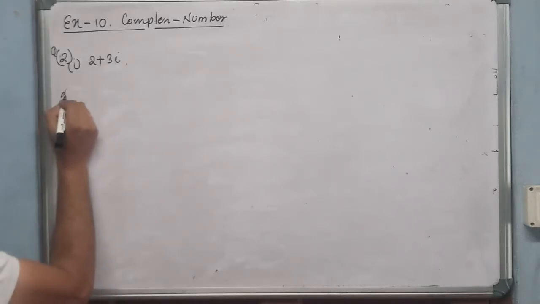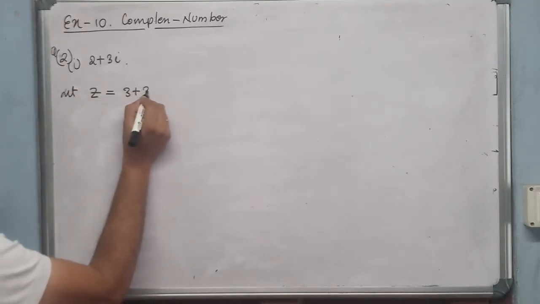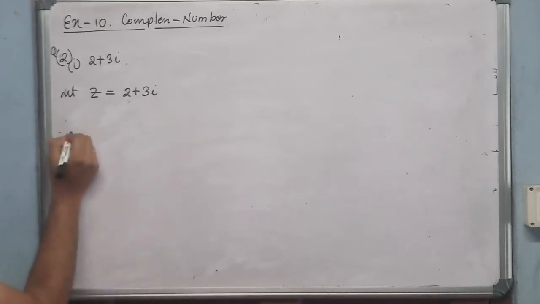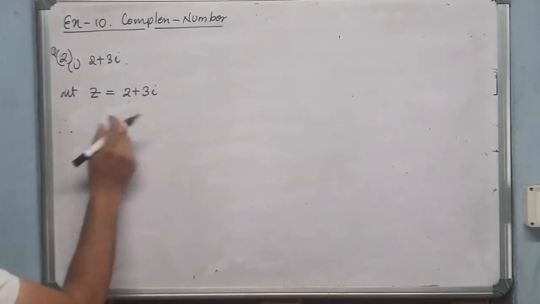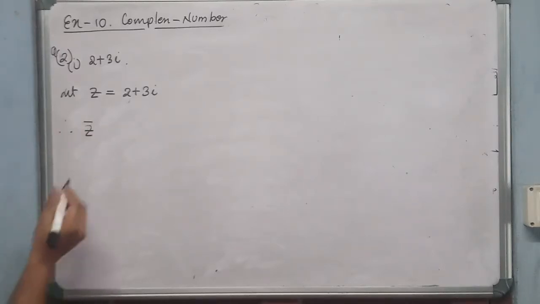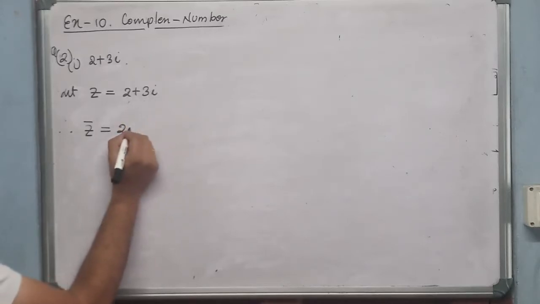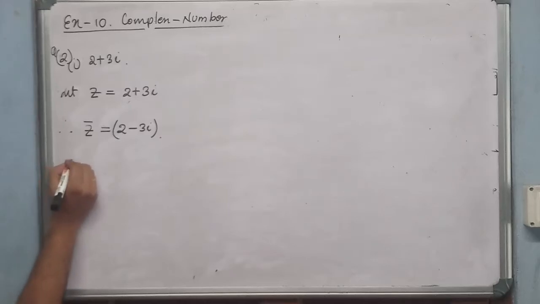Then I'll represent this complex number. Let z equal 2 plus 3i. Therefore, for its conjugate, you don't have to write in words, you just write z bar, which means you are trying to calculate the conjugate. 2, and the sign of the imaginary part is plus. Now I'll write 3i with the changed sign. This one is the conjugate. Question number 2.